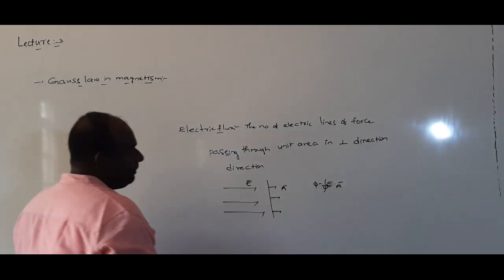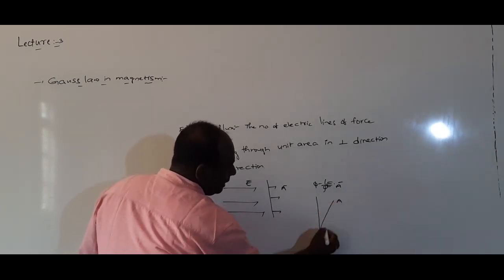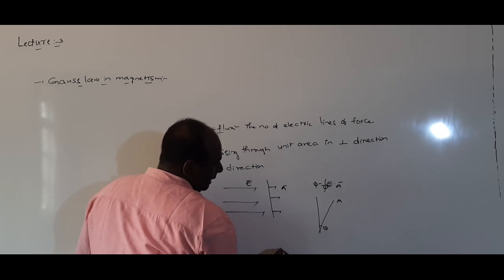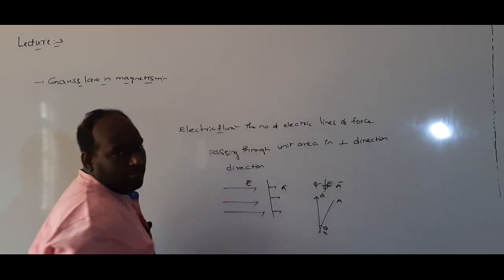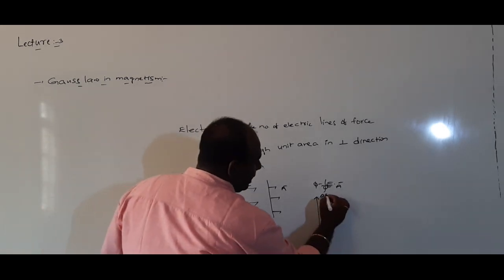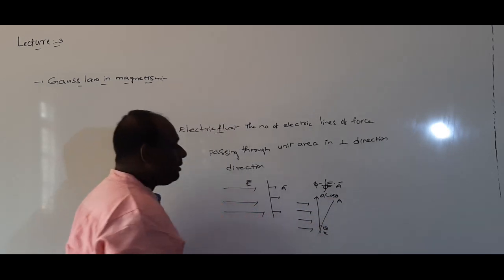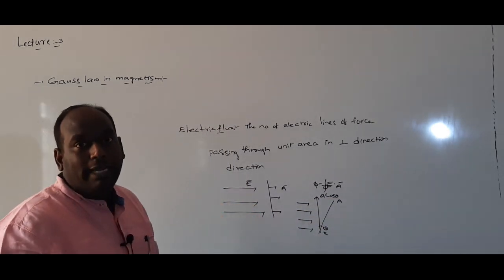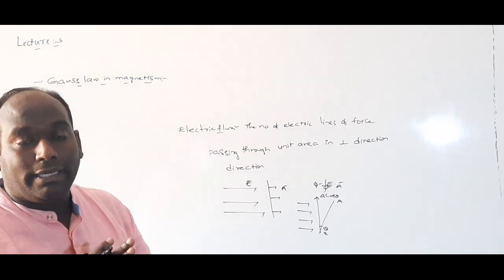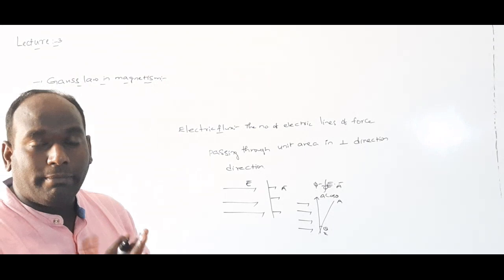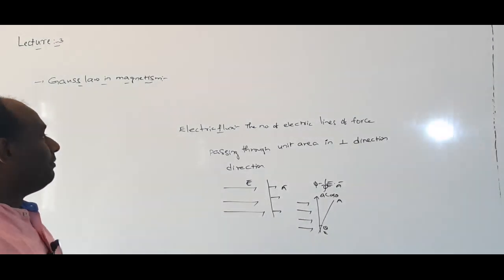If the area is making an angle with the electric field, then we have to consider the component of area in the direction of the electric field. I can write here A cos theta is the component of area perpendicular to the electric field. So while calculating the flux, please remember one more time, electric field and area must be perpendicular to each other. So this is the concept of electric flux.